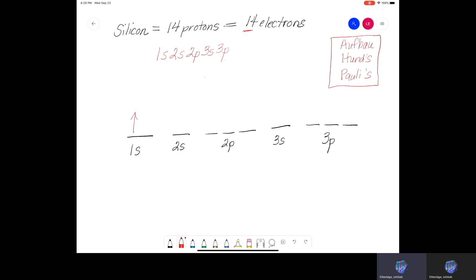Then the second electron, remember, we have to fill 1s before we can move on to 2s. The second electron is going to come in with an opposite spin according to Pauli's exclusion principle. So then that is going to be down. Now that we filled 1s according to Aufbau, we can move on to 2s.